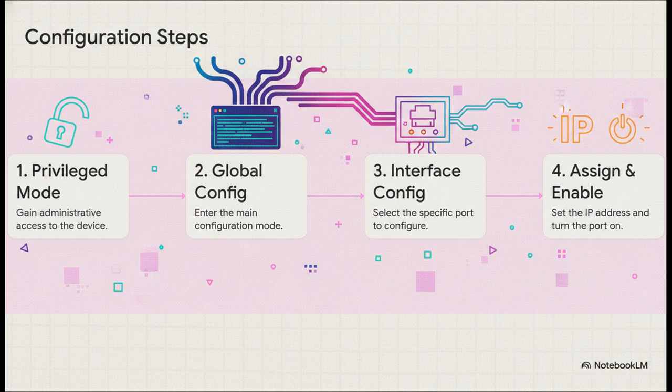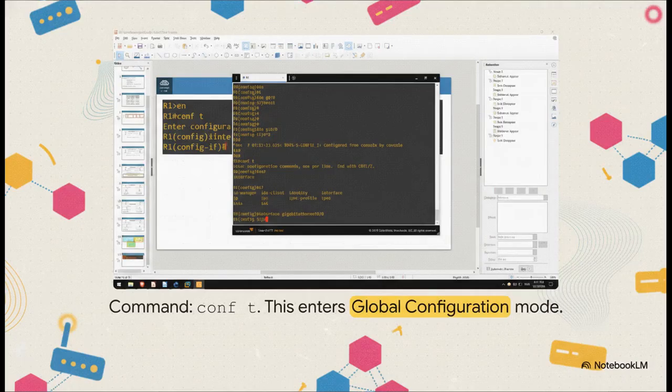Now, when you're working with a Cisco device, there's a certain flow, kind of like levels in a video game. First, you got to get admin powers. Then you enter the main configuration level for the whole device. From there, you zoom into the specific port you want to change. And finally, you give it the address and flick the on switch. First up, once we have administrative access, we type conf-t. It's just a shortcut for configure terminal. This command is what gets us into the global settings where we can make system-wide changes.